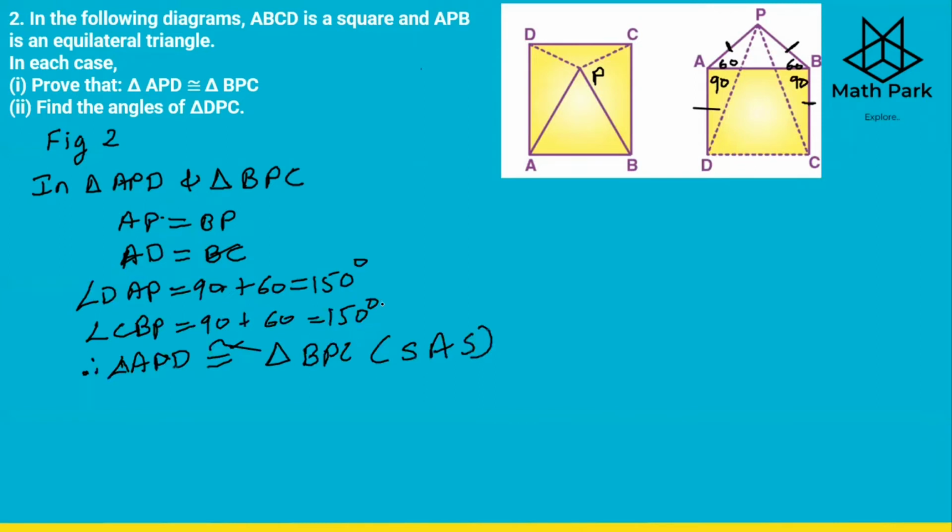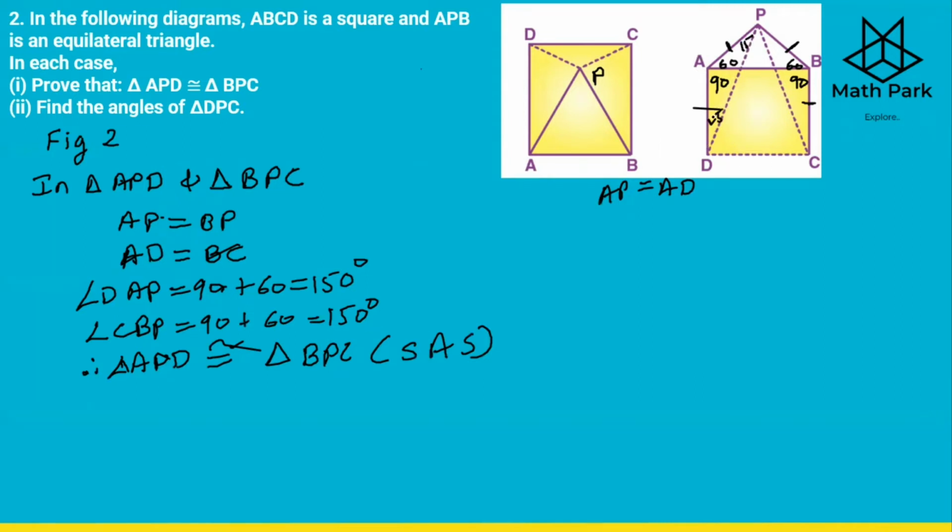And now we have to find the angles of triangle DPC. To find the angles of triangle DPC, now you have this 150 degrees, because AP is also equal to AD. So you have AP is equal to AD. So these two angles are going to be 15 and 15.